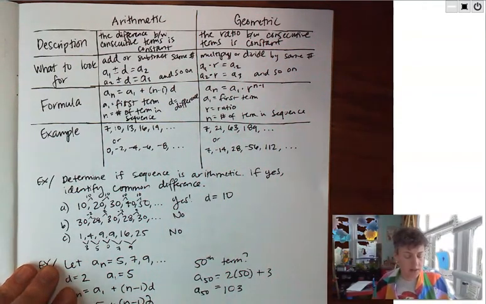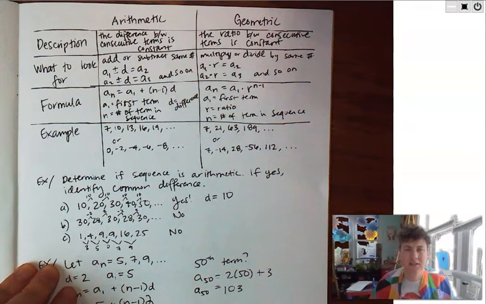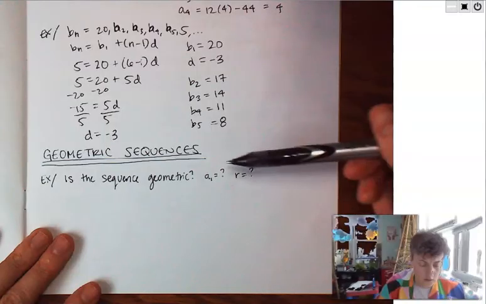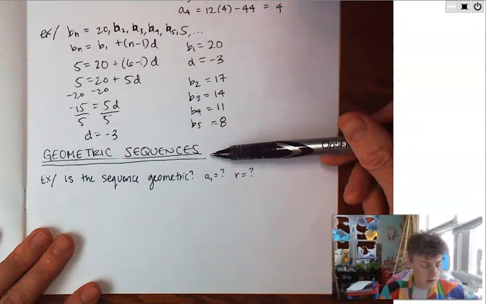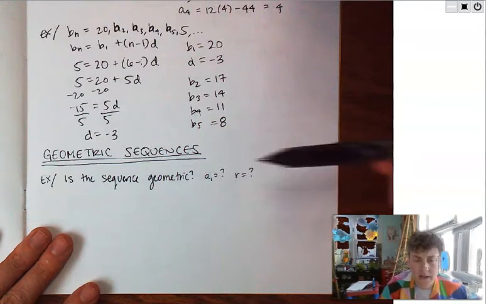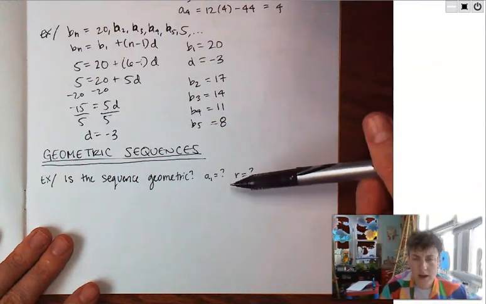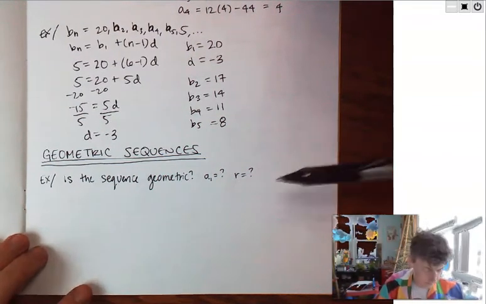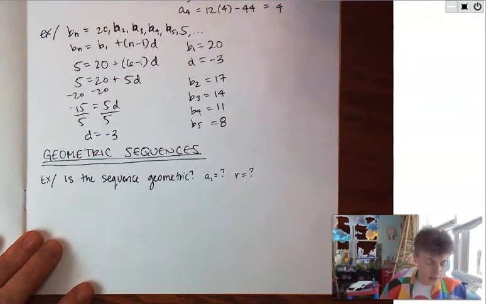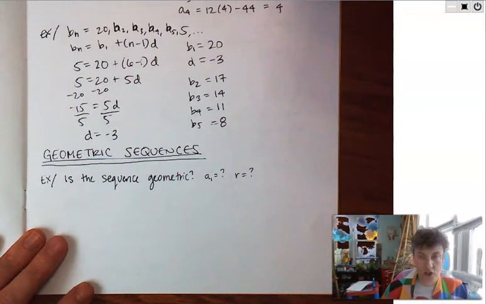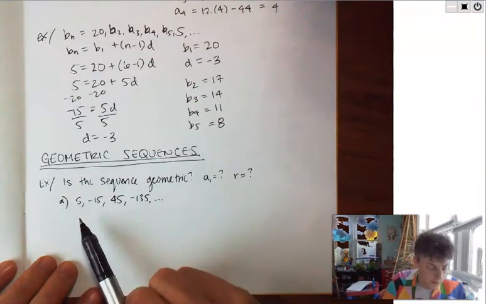So let's continue our investigation of geometric sequences. Series will come later. We're going to start off with a little game I like to call, Is the Sequence Geometric? If so, find a sub 1 and r. It's a great little game. Here's our first question.